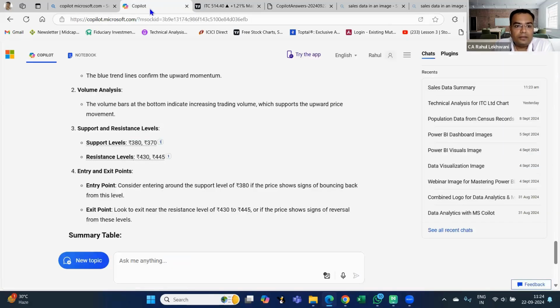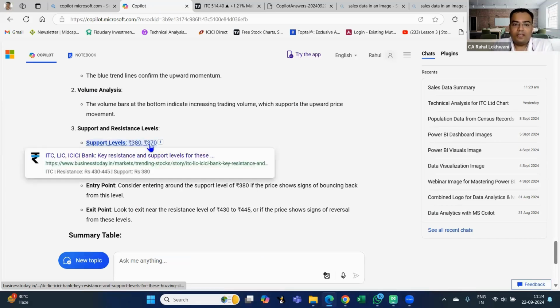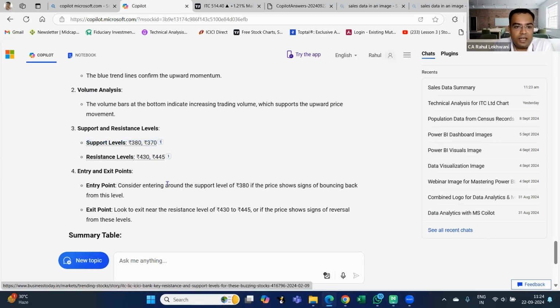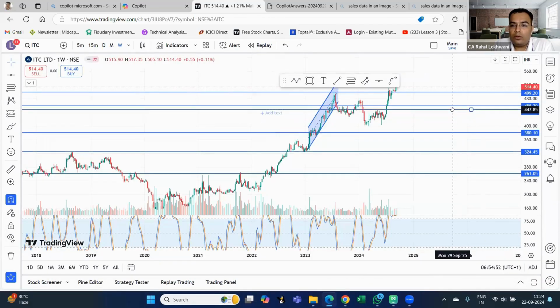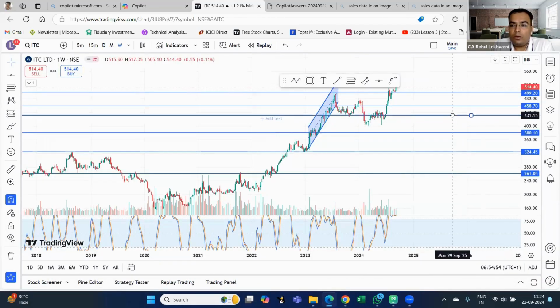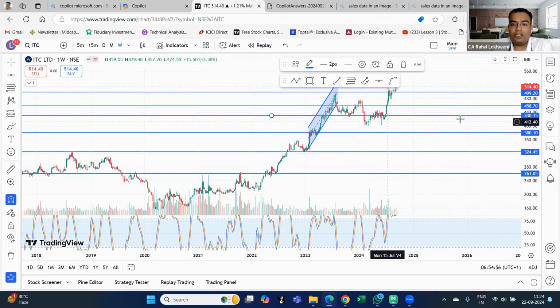Okay. And resistance is 445. So that means it will go down till 370 and then it will reverse, and resistance, it will go till 430. So it can go till somewhere near 430, something like this. So it is also giving me the levels to enter and to exit. See, from 430 level, it has gone up also.